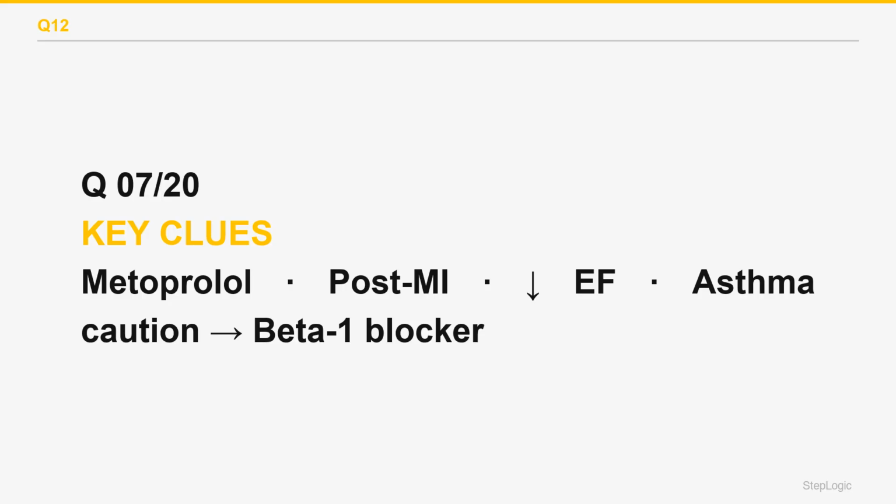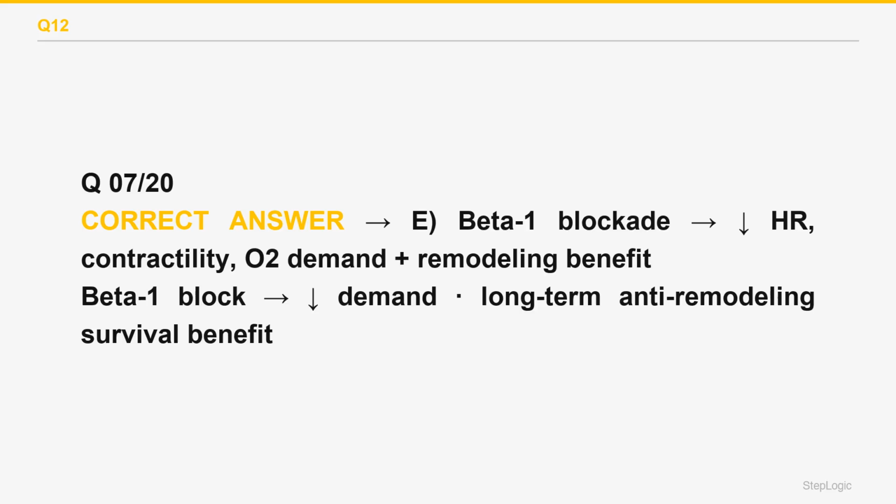By blocking beta-1 receptors in the heart, it slows the heart rate, negative chronotropy, and reduces contractility, negative inotropy, which lowers myocardial oxygen demand, beneficial in ischemic heart disease and after a myocardial infarction. In heart failure with reduced ejection fraction, beta blockers provide a long-term mortality benefit by blunting the chronic sympathetic overdrive that drives adverse cardiac remodeling. They also prolong diastolic filling time and have antiarrhythmic effects.